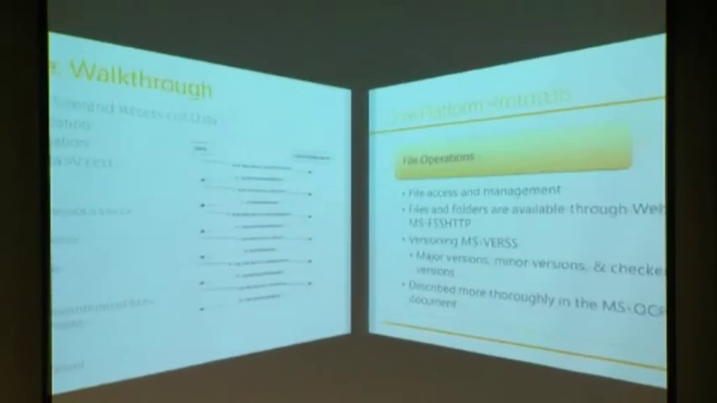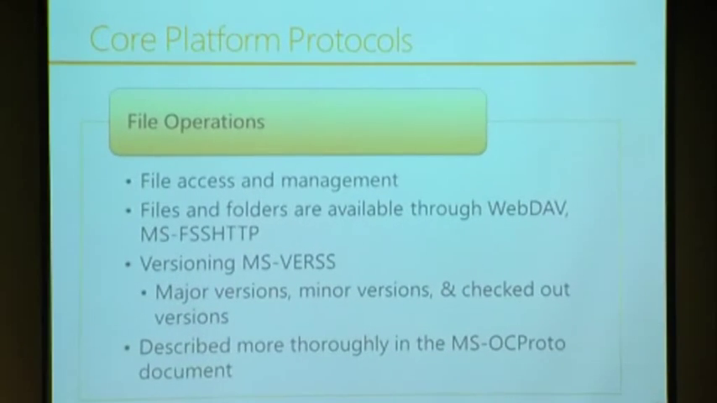Okay, so finishing up on the core platform protocols, we've got file operations. And this is where I said there's overlap between the Office client protocol overview document and the SharePoint front-end overview document. So we're going to dive into this a little bit deeper later in the presentation. But for now, you can think of this as the file access and management. This is the versioning of files. This is the co-authoring and document upload. This is all defined in this set of core platform protocols.